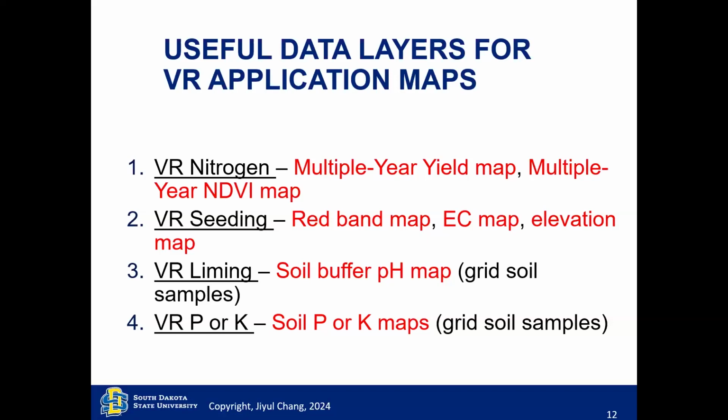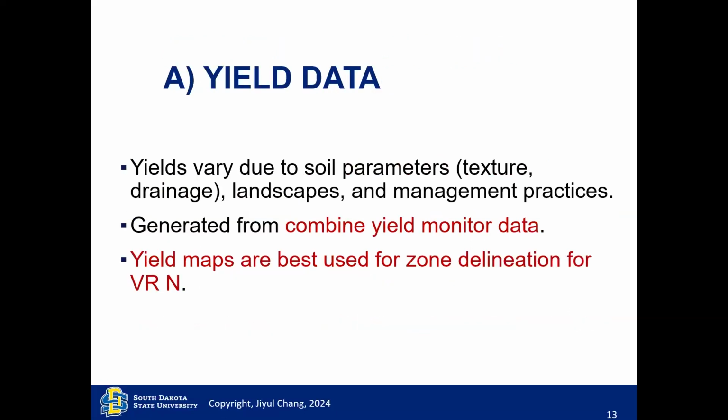So these are pretty common. I don't want to talk about variable rate of water because it is not a big issue in this area. So I'd like to talk about each layer just a little bit. Yield data is very, very useful and the most important data in variable rate application practice, because the yield varies due to soil parameters like soil texture, drainage, the landscape, and the measurement practice.